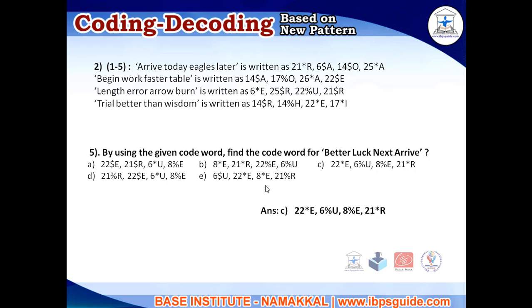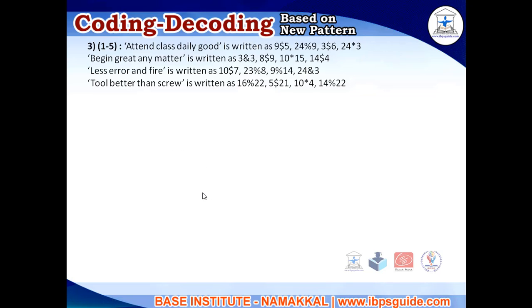Okay guys, next we can see the other set of questions. Here in the coded terms, there are no alphabets and the numerical value appeared twice. Guys, here you can see the numbers are not related to the number of letters and not multiplied by any numbers.